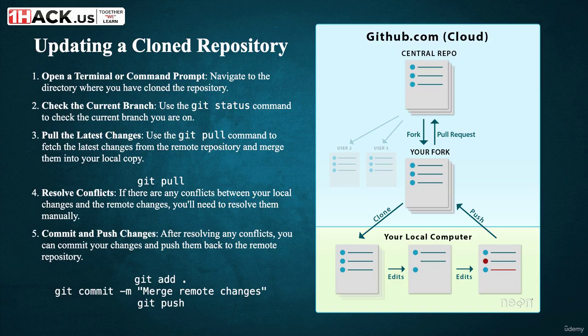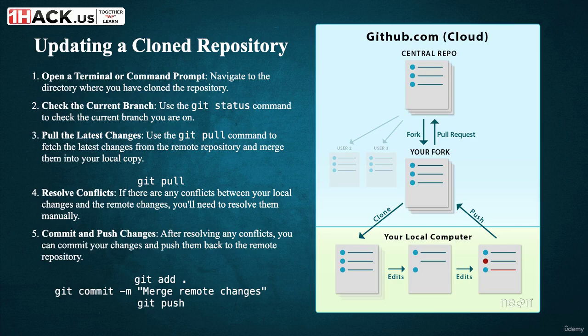To fetch the latest changes from the remote repository and merge them into your local copy, you can use the git pull command. This will update your local repository with the latest changes from the remote repository. If there are any conflicts between your local changes and the remote changes, you'll need to resolve them manually. This may involve editing the conflicting files and choosing which changes to keep.